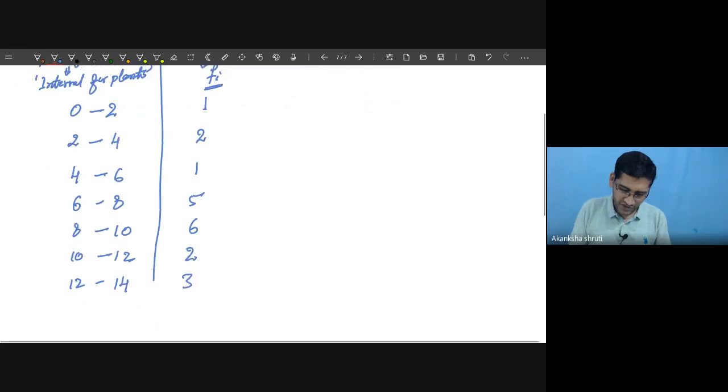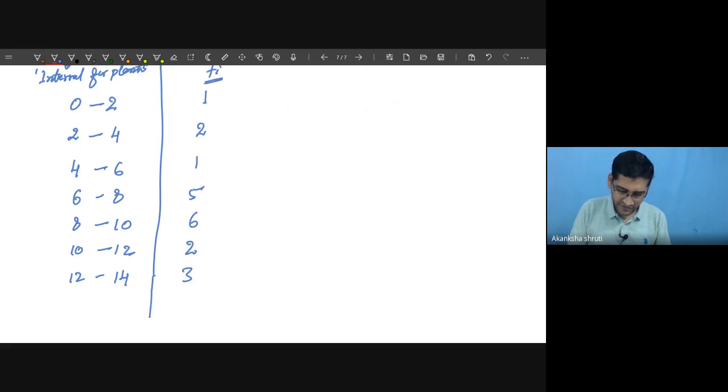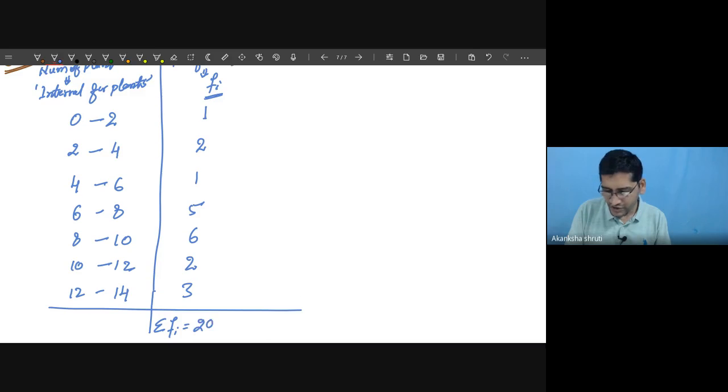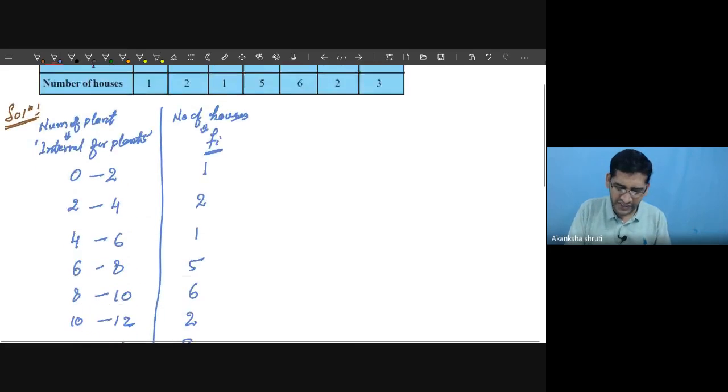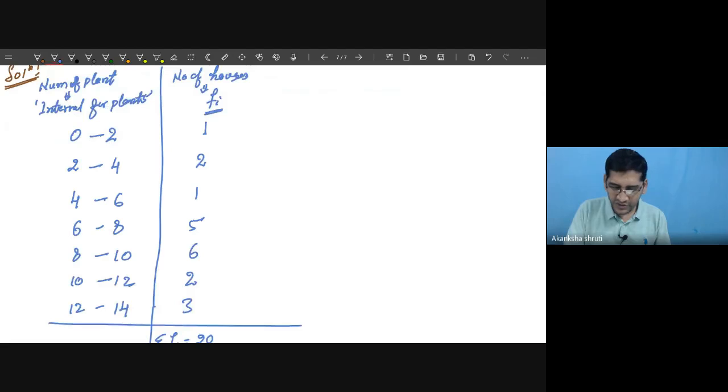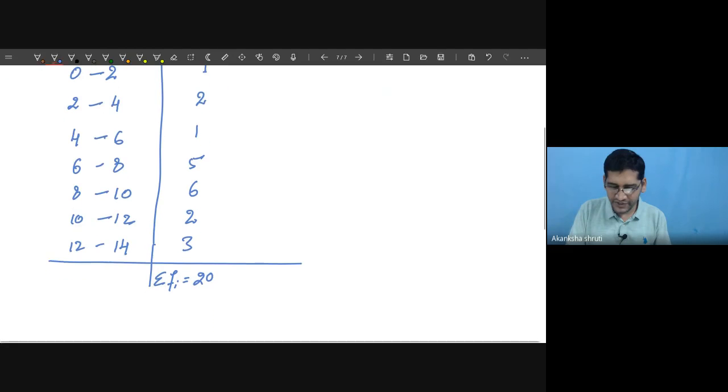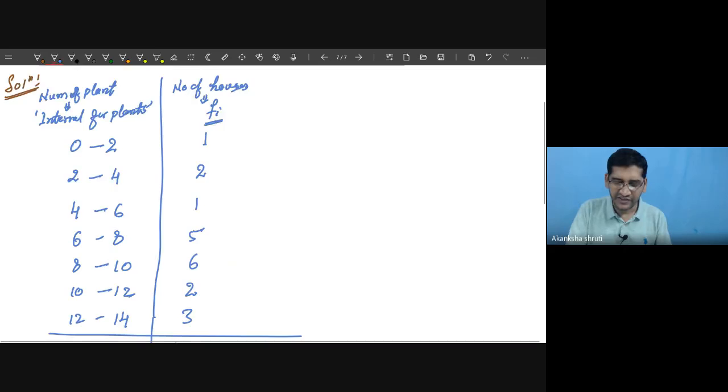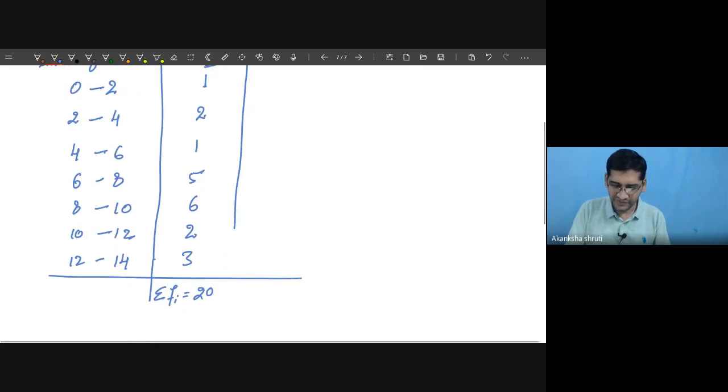Or better to draw the line also. So the summation of Fi, you will add it, you will get 20, because the observation is made for 20 houses. Go for adding: 1 plus 2 is 3, plus 1 is 4, plus 5 is 9, plus 6 is 15, plus 2 is 17, plus 3 is 20. Yes, it is coming as 20.